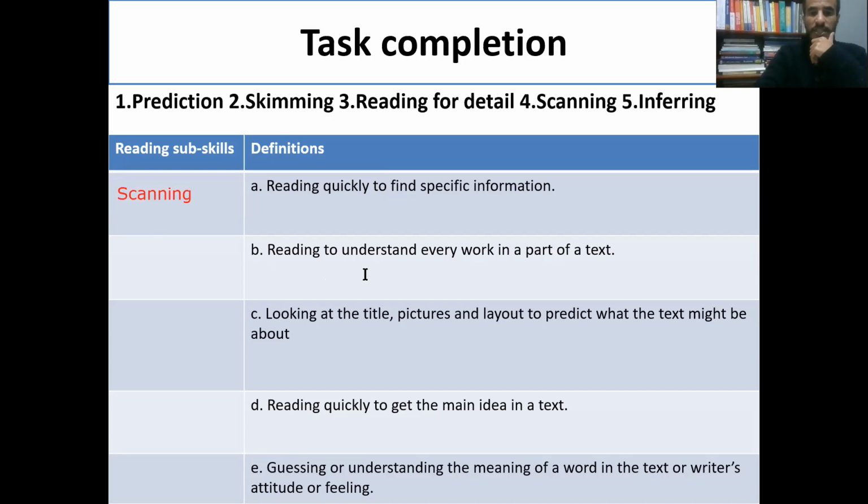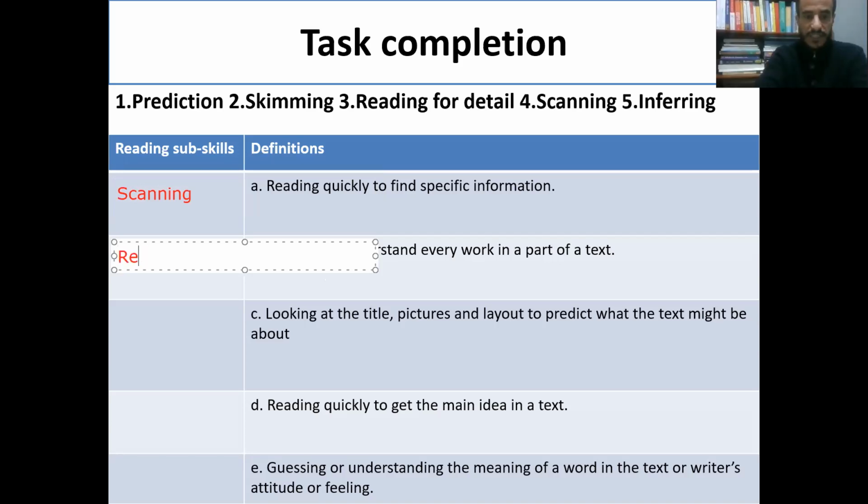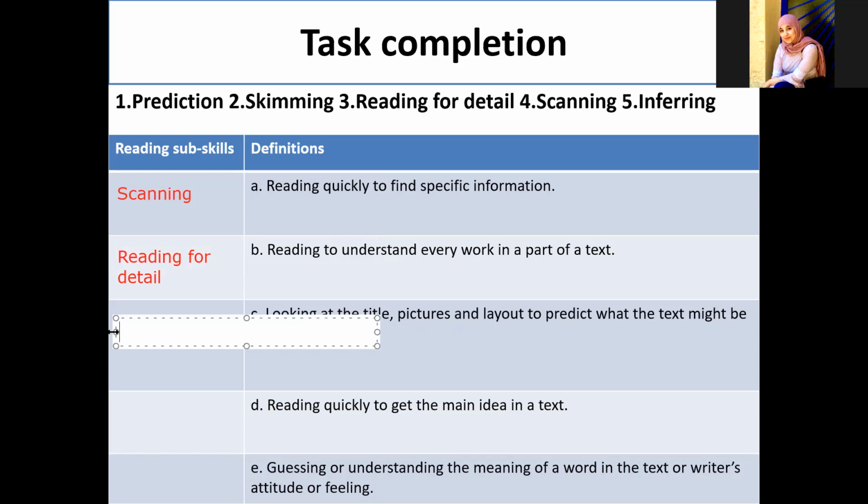Great. Now, reading to understand every word in a part of a text. You are going to read to understand everything. Skimming? Reading for detail? Wonderful, reading for detail, okay. Great. Every word in a part of a text. Looking at the title, pictures, and layout to predict what the text might be about. Prediction. Great.